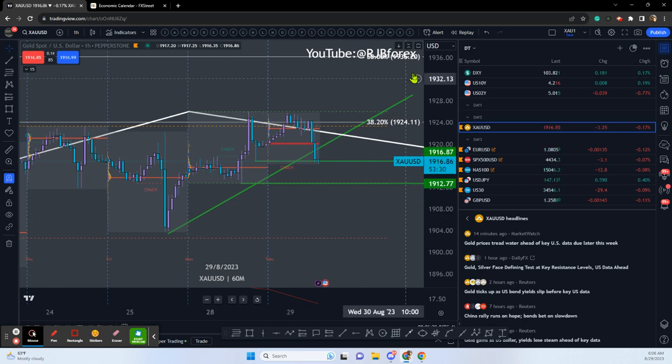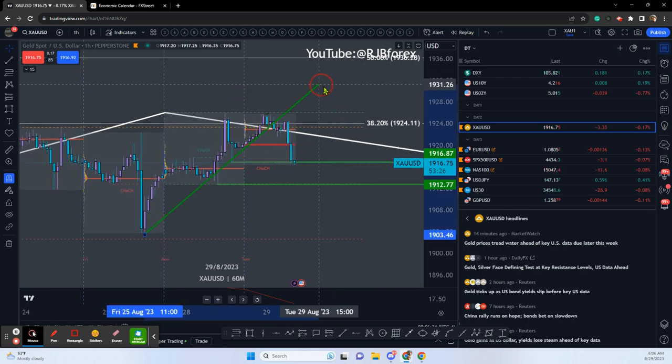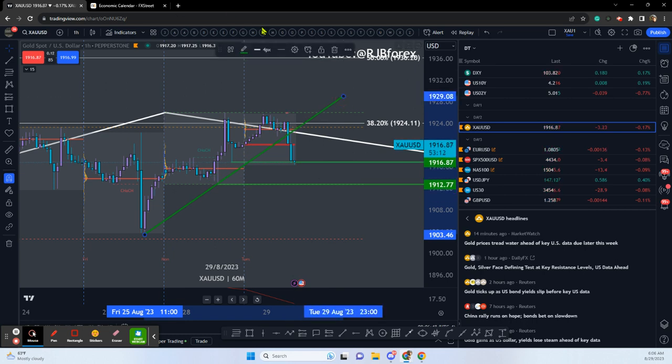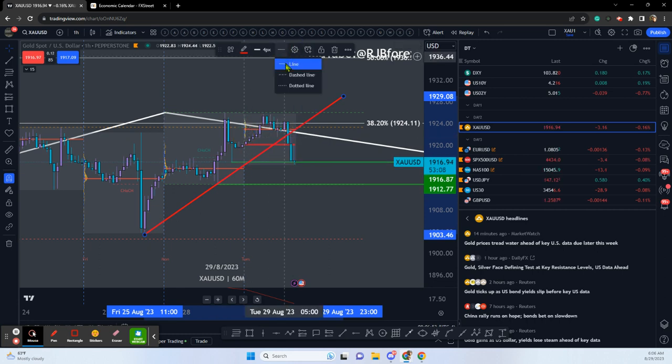So I could say that we've officially broken this trend line on that move. Let's put it there. So that's a broken down market now. Bearish bias.